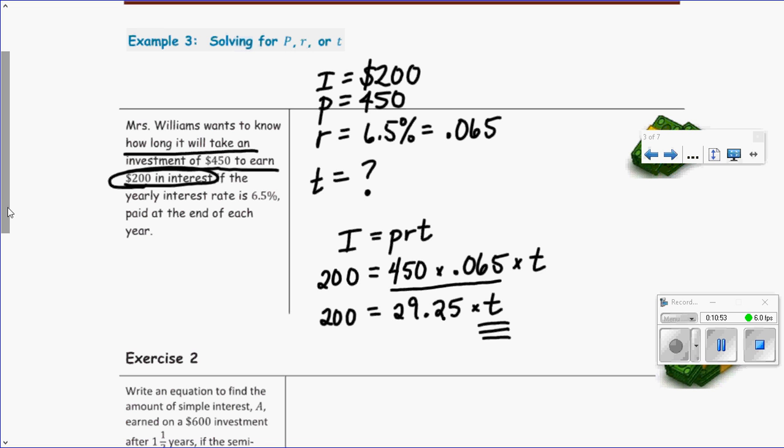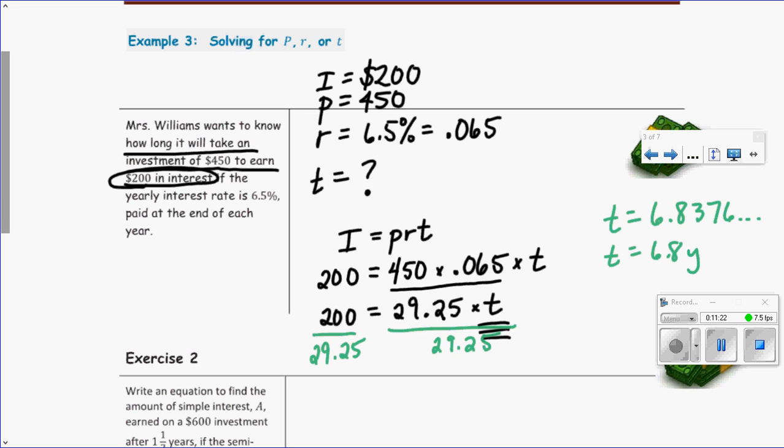Okay, that's division if you didn't know. So we want to do 200 divided by 29.25. So we're going to divide this side by 29.25, and we're going to divide this side by 29.25. Okay, and did you get a long decimal, 6.8376, so on and so forth? You can round that to 6.8 years.